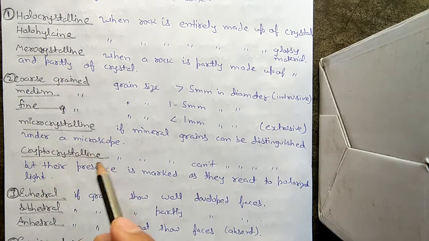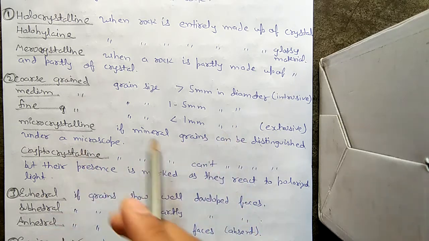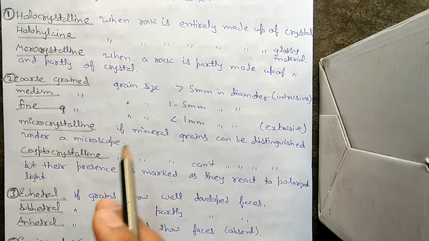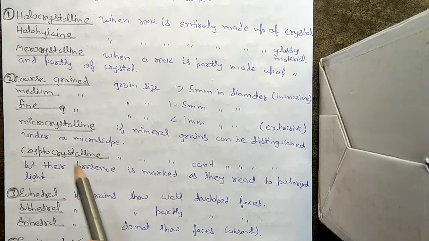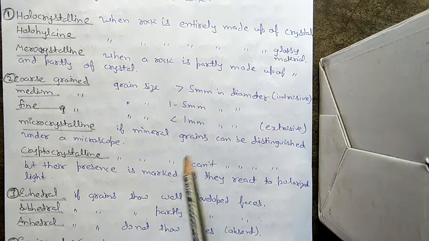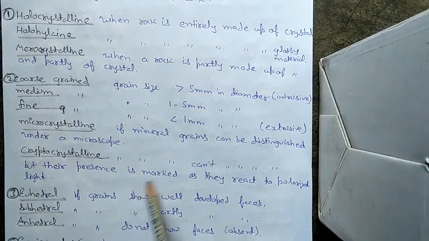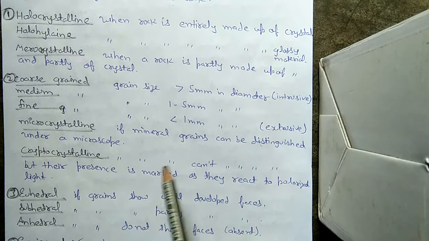What is microcrystalline? If mineral grains can be distinguished under a microscope, means if we can see mineral grains clearly under a microscope, it is called microcrystalline texture. And cryptocrystalline: if mineral grains cannot be distinguished under a microscope, means they cannot be seen properly, but their presence is marked as they react to polarized light. When we throw polarized light on them, they show some reaction. Such kind of texture is called cryptocrystalline texture.